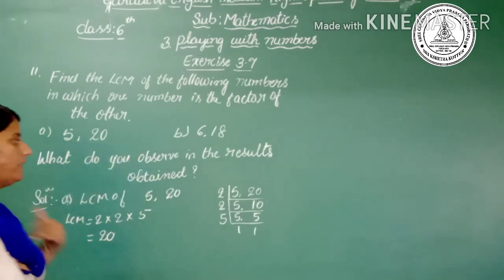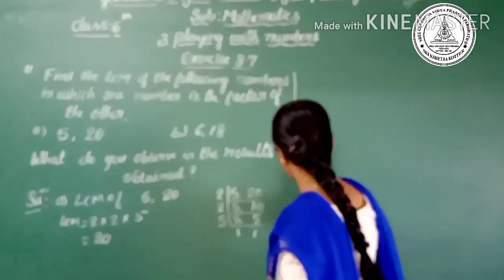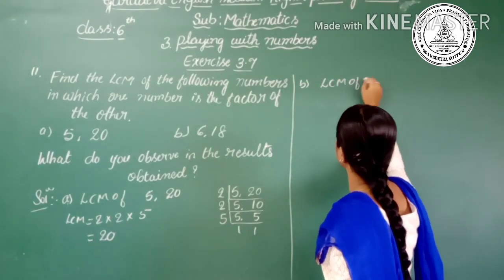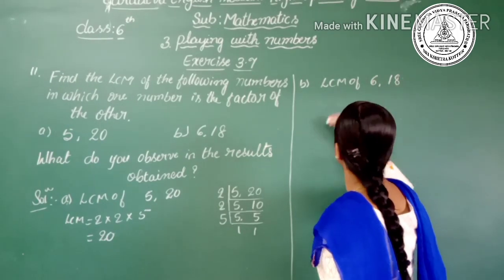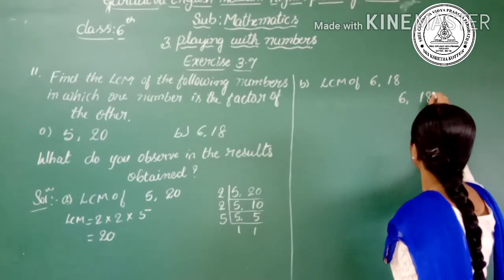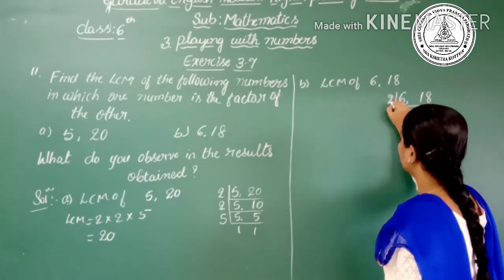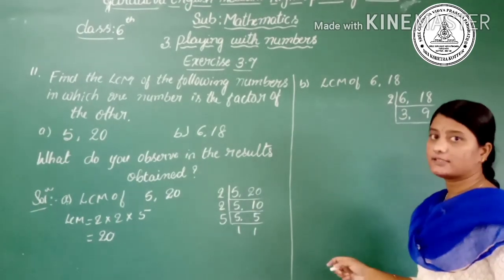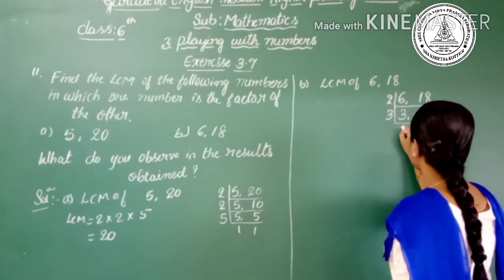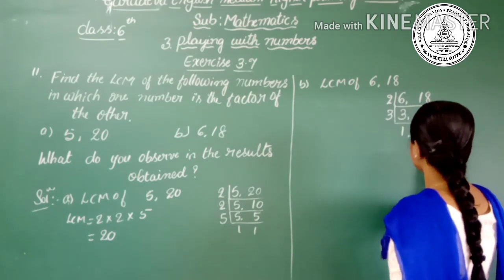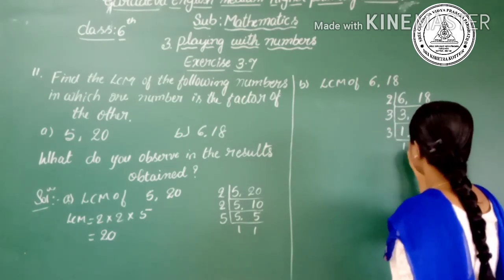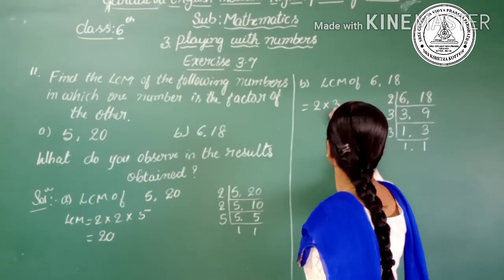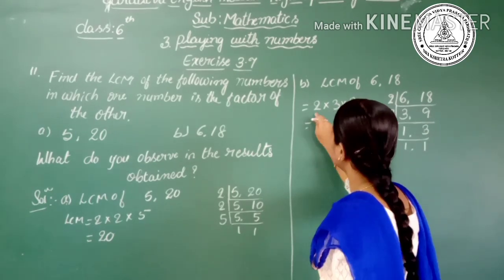Okay. Then similarly B1. LCM of 6, 80. Expand your 6, 80. Divide by 2. 2 threes are 6. 2 nines are 18, 80. Yes, 3 and 9 are odd numbers. It is not divisible by 2. Then take 3. 3 ones are 3. Then 3 threes are 9. Then again 1 as it is. Then 3 ones are 3. Then LCM is equal to 2 into 3 into 3, which is equal to 2 threes are 6, 6 threes are 18.